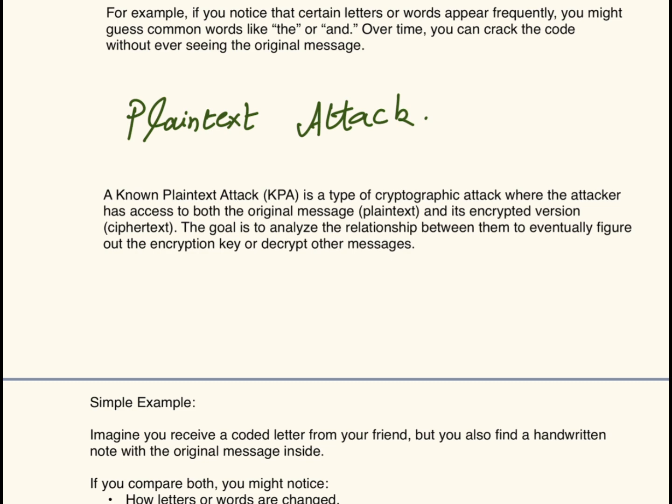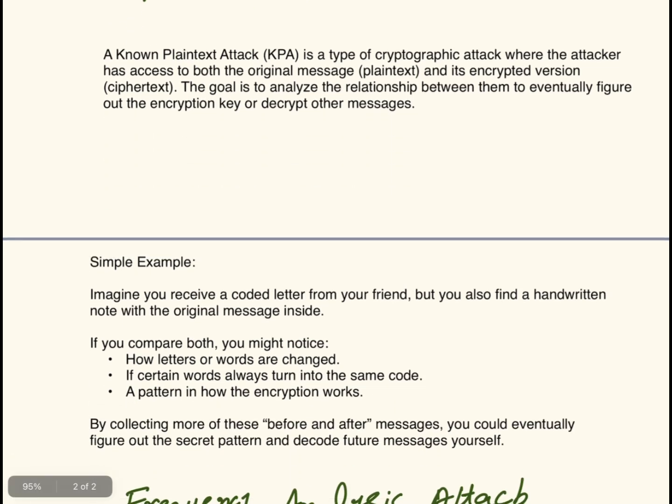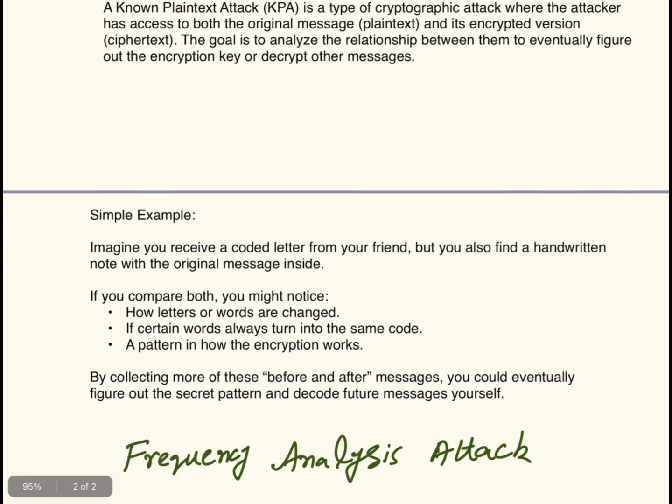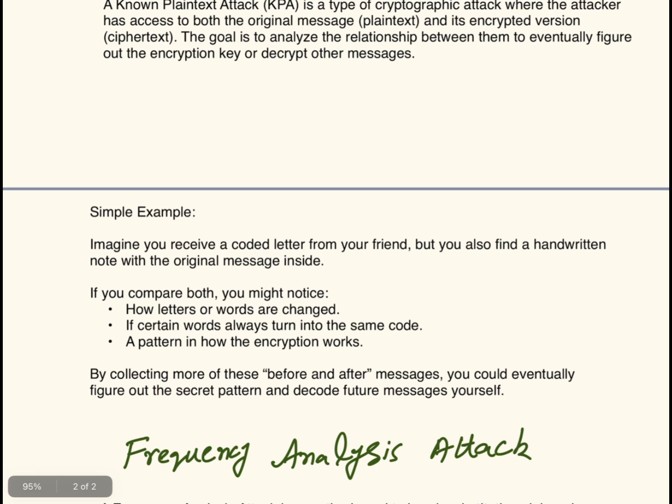As an example, the attacker receives a coded letter from his friend, but he has also found a handwritten note with the original message inside. If you compare both, you might notice how letters or words are changed. If certain words always turn into the same code, that reveals a pattern in how the encryption works. By collecting more of these before and after messages, you could eventually figure out the secret pattern and decode future messages yourself.